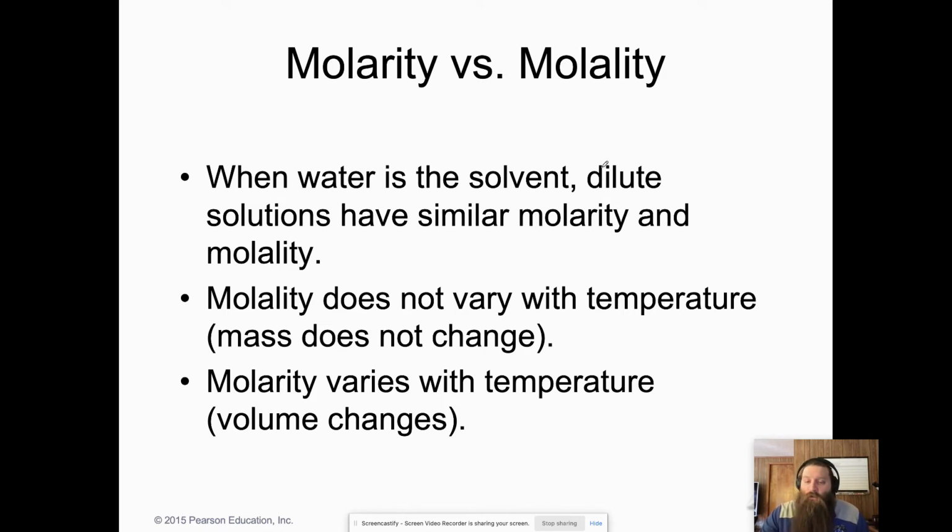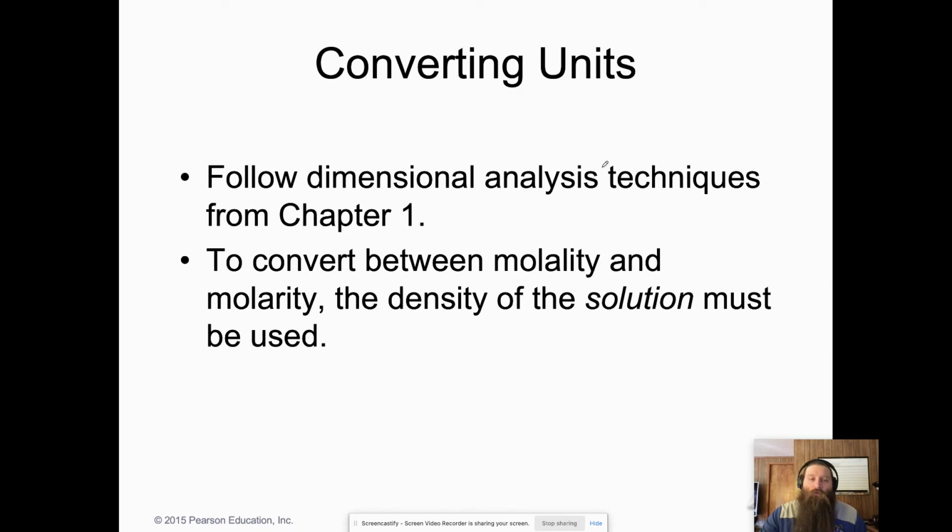Now, some of these calculations you're going to do are going to involve converting units. Remember, just use the factor label system. It's overviewed in Chapter 1 if you need to see it. And if you need to go from molality to molarity, use the density of the solution. All right, I made a special slide just for that so you would see it. So if you're going between molality and molarity, use the density of the solution.